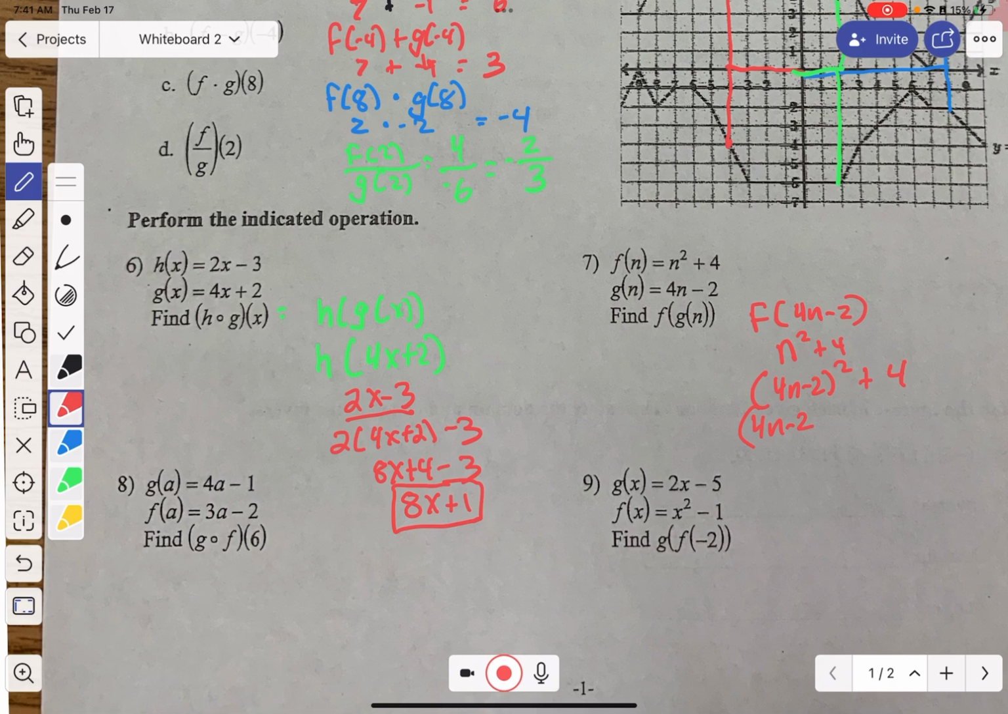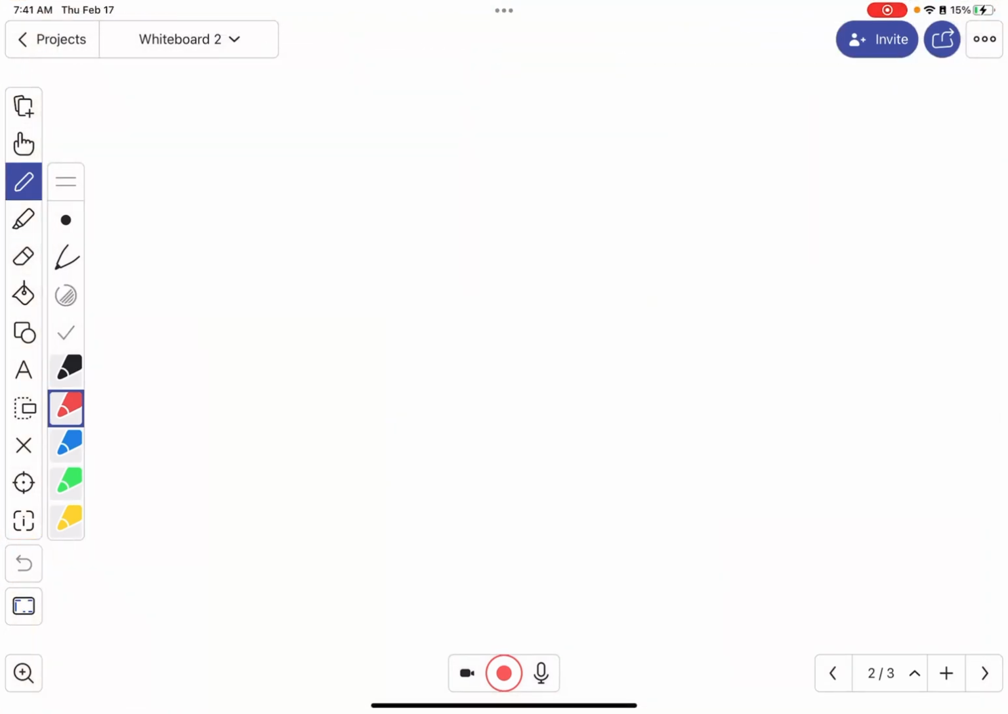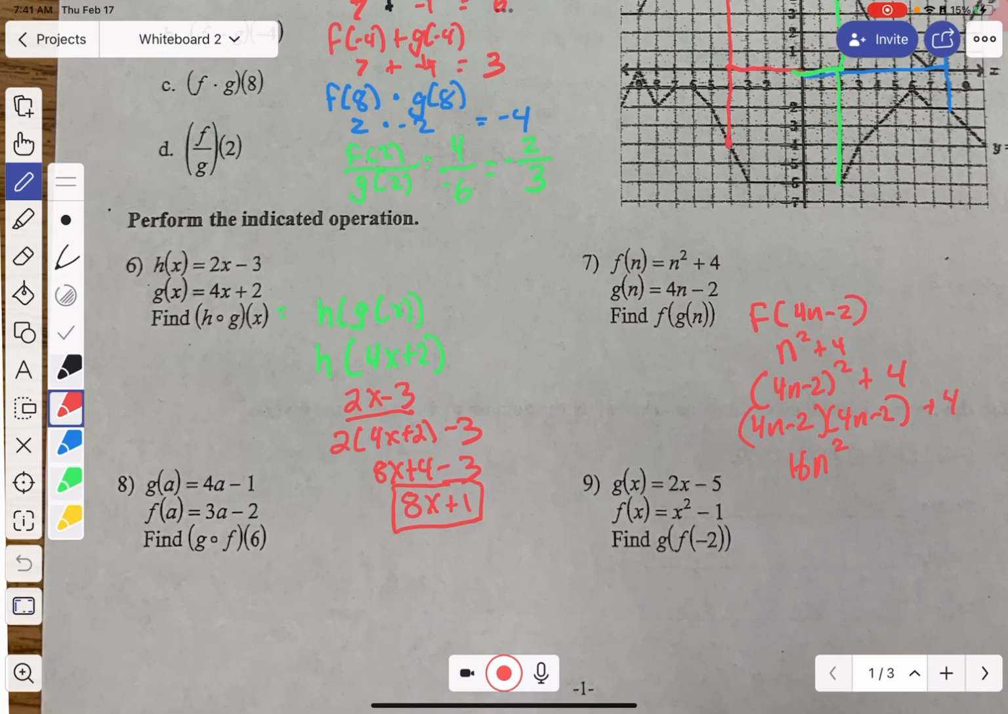So remember, when you square something, it means to take it times itself. That gives us 16n squared. We've got a FOIL, so first is 4n times 4n. Oops, sorry about that. 4n times 4n is 16n squared, and then we've got minus 8n, so minus 16n, plus 4. Negative 2 times negative 2 is 4, plus 4. So simplify that: 16n squared minus 16n plus 8.